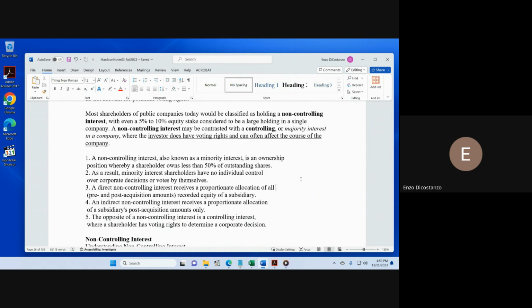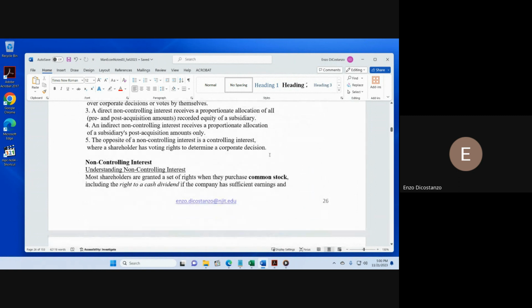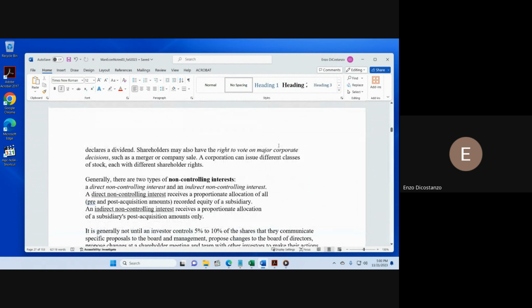Okay, and the opposite of a non-controlling interest is a controlling interest, where the shareholder has voting rights and determines corporate direction and decisions. Okay, so a very legal term, no doubt there. So most shareholders are granted a set of rights when they purchase common stock, including a right to a cash dividend if the company has enough earnings and declares a dividend. Shareholders may have the right to vote on major corporate decisions, such as a merger or company sale. A corporation can issue different classes of stock, each with different shareholder rights.